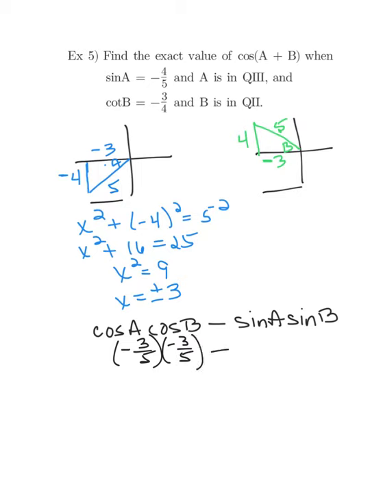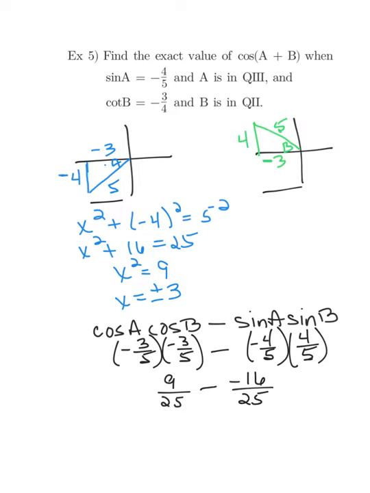Minus. Go back to angle A and do the sine. That's negative 4/5. They gave us that, plus we know it's y over r. Go back to angle B and do y over r. You get positive 4/5. Do your multiplication. Negative 3/5 times negative 3/5 gives me 9/25, minus negative 4/5 times positive 4/5 gives me negative 16/25.